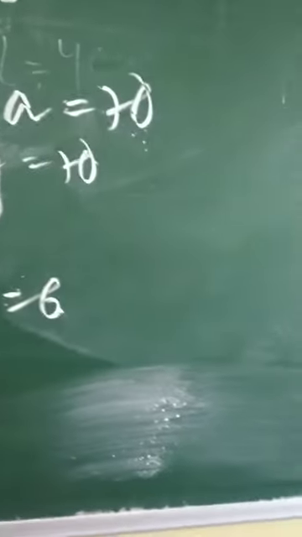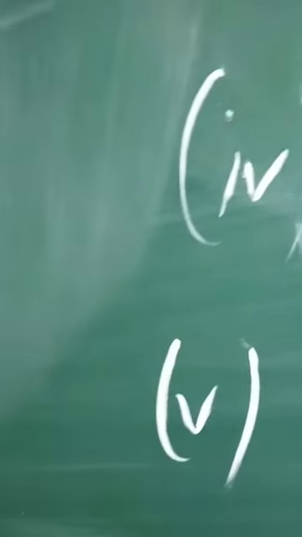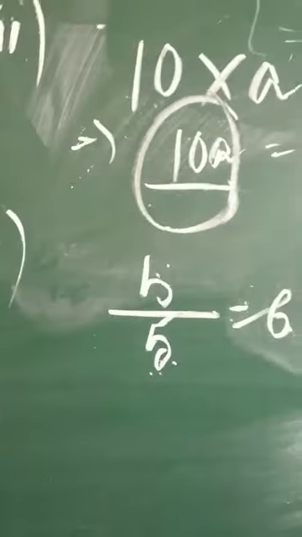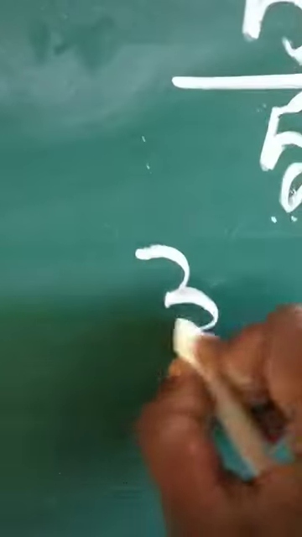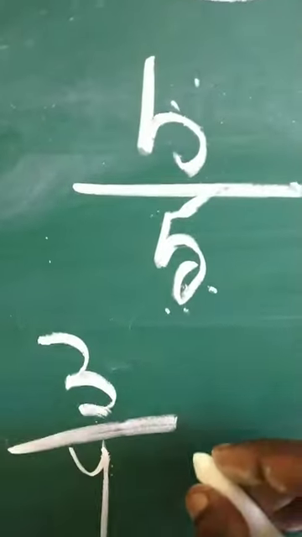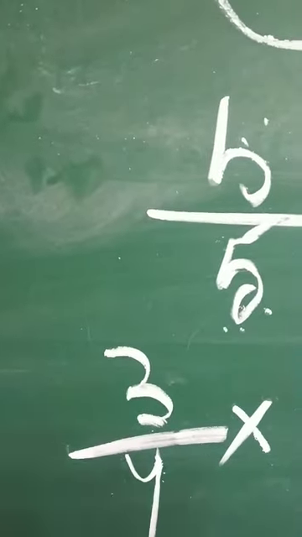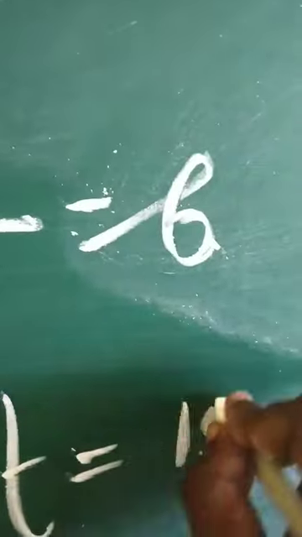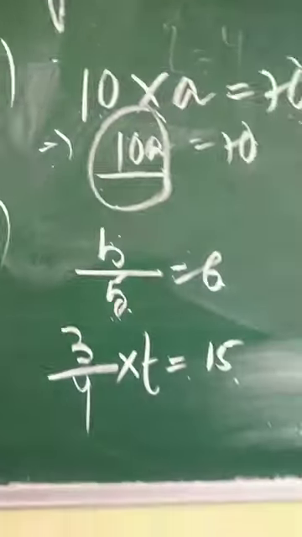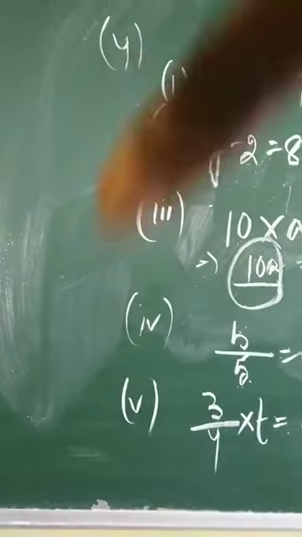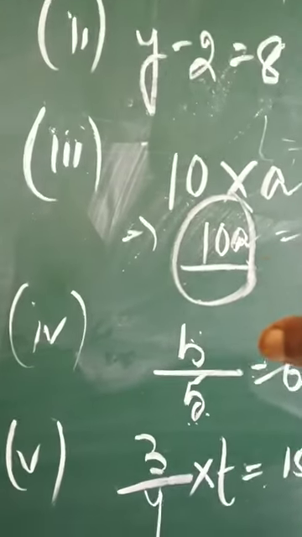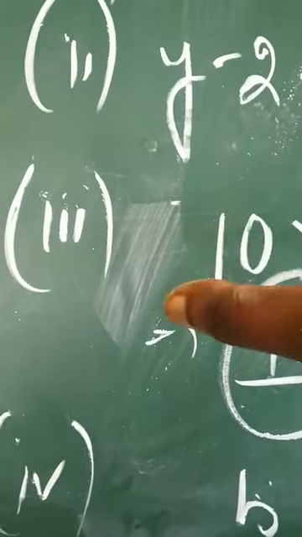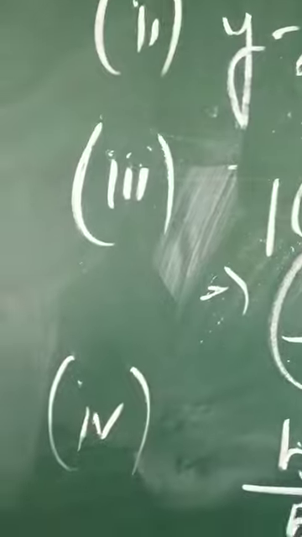In the next question, children, question number 5 is, 3/4 of t is 15. 3/4 means 3 by 4, 'of' means into, and 'is 15' means equal to 15. So children, this is how we have to convert the statements into equations. I believe it's clear to everyone. We have to deal with such statements in this pattern.